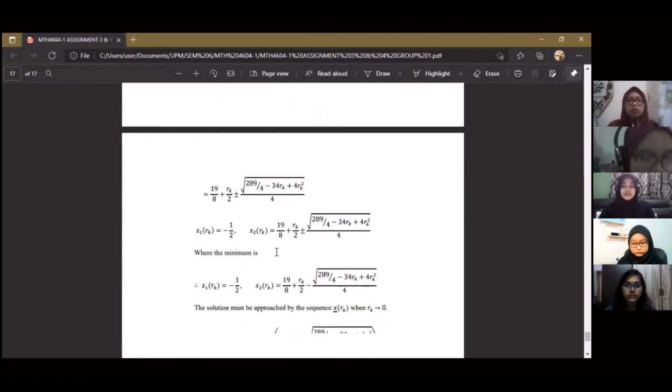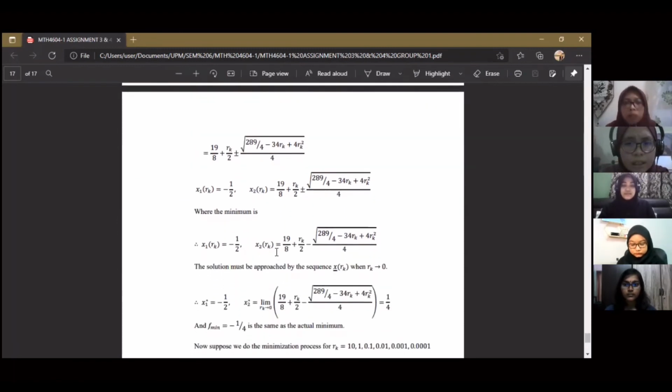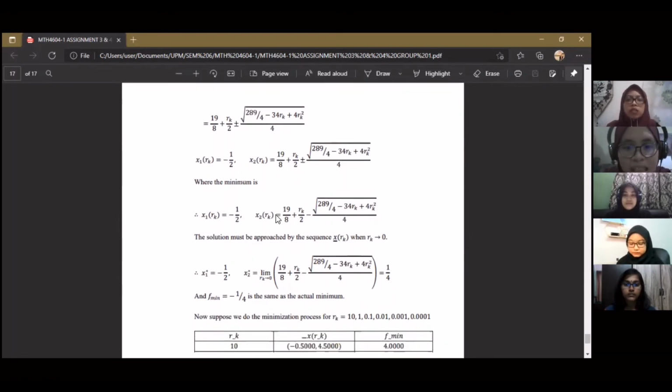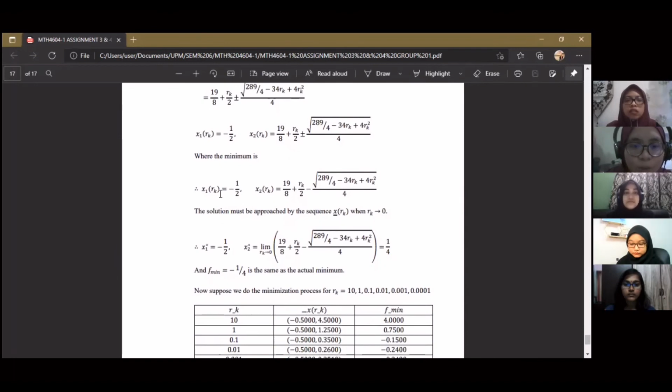From the previous part, we already got the x1 value, which is negative 1 over 2. And for x2, we get the value just now. From that, we only choose the minimum part, which is the x2 part: 19 over 8 plus RK over 2 minus the square root, 1 over 4. We only pick the minimum part.